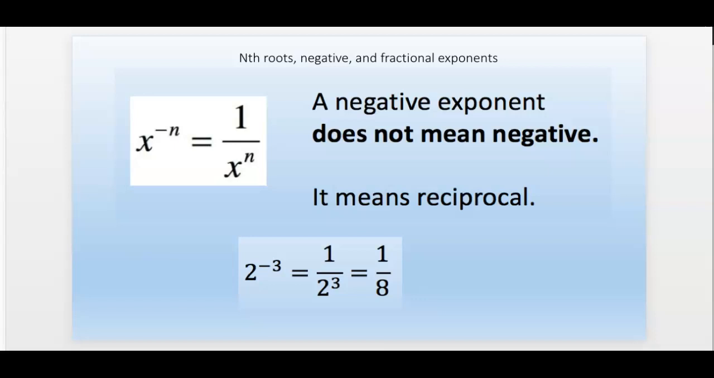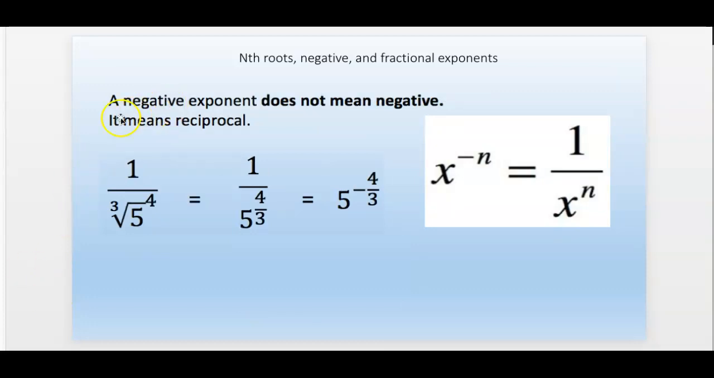Also, y'all, we have negative exponents sometimes. But guys, a negative in the exponent doesn't mean negative. It means reciprocal. So here, x raised to the negative n power means 1 over x to the n, x to the positive n. So our example down here, 2 raised to the negative 3 power is really 1 over 2 cubed, which is 1/8. I think I said that right.